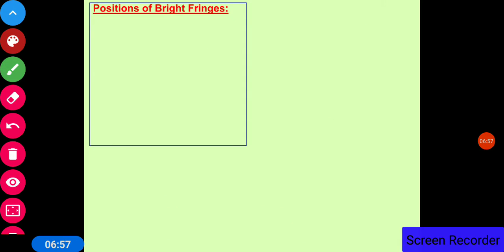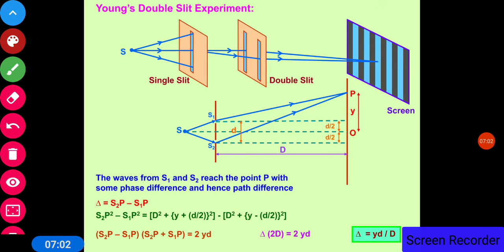Now with the help of this, what is this? This is the path difference, that is S2P minus S1P is the path difference. Now with the help of this we will find the position of P. Now in the previous lecture I told you about the position of the bright fringes and the dark fringes in terms of the path difference.